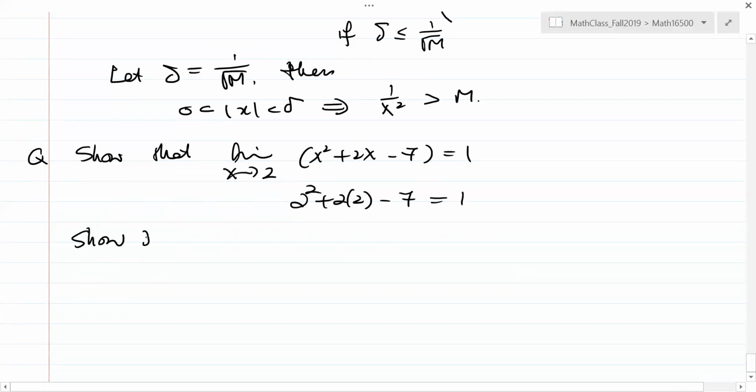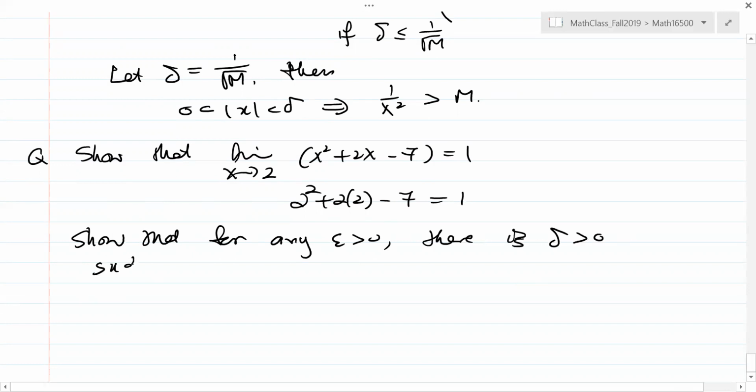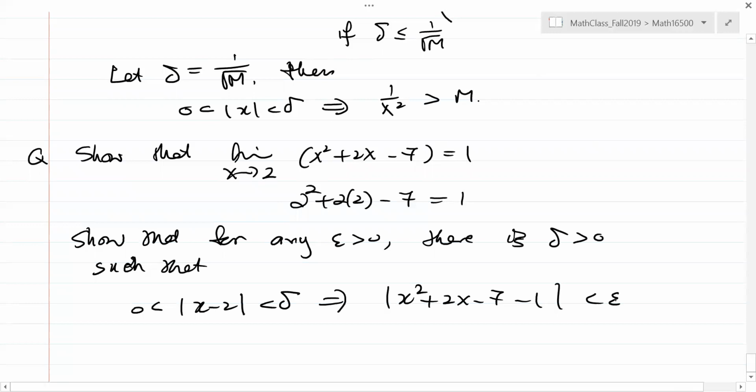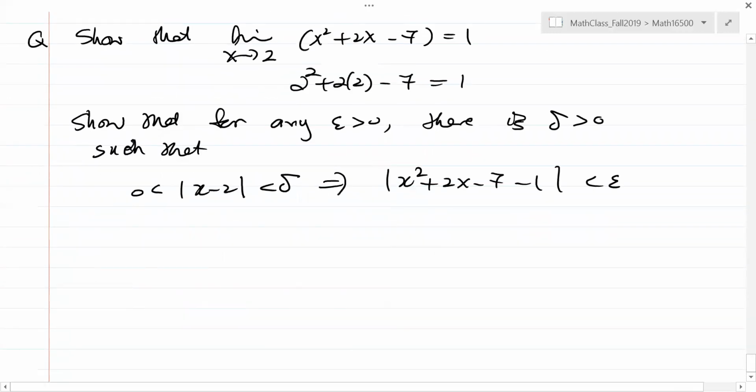So you need to prove the following thing. For any epsilon greater than 0, there is a delta, okay? Such that absolute x minus 2 less than delta, greater than 0, implies absolute x squared plus 2x minus 7 minus 1 less than epsilon. Whoa, there's x squared there. Okay, how can I do that? I cannot simplify the one on the right-hand side. Okay, so we have to use the second method.